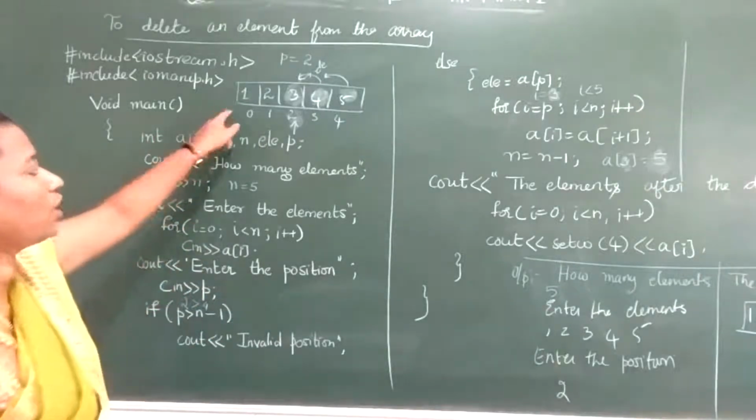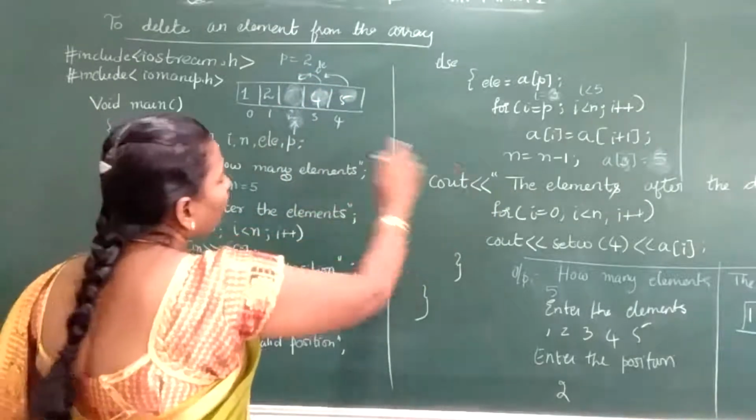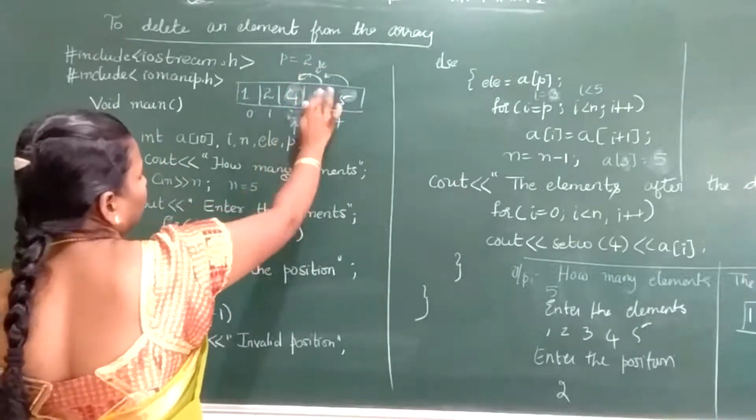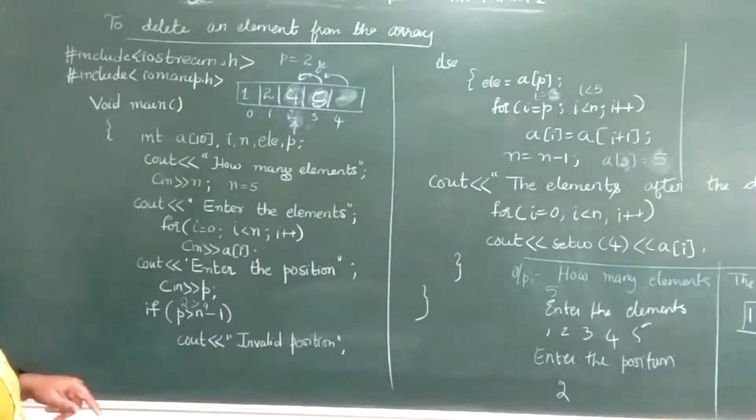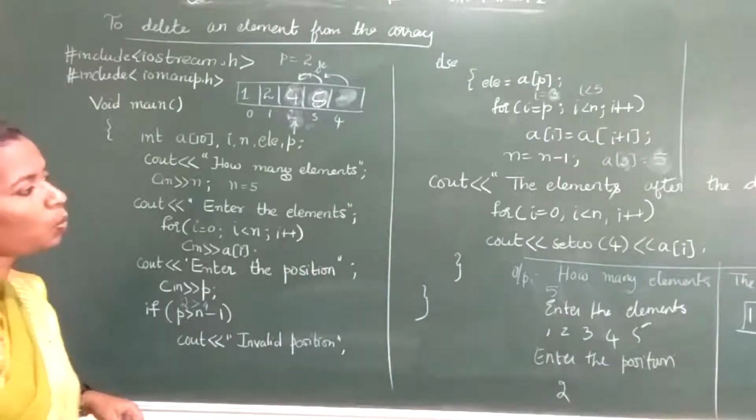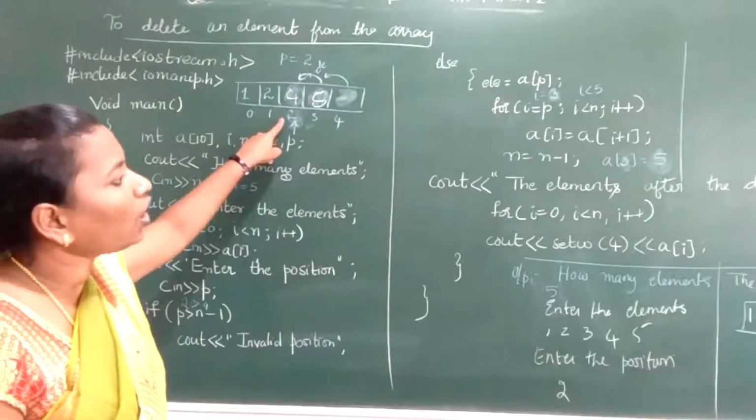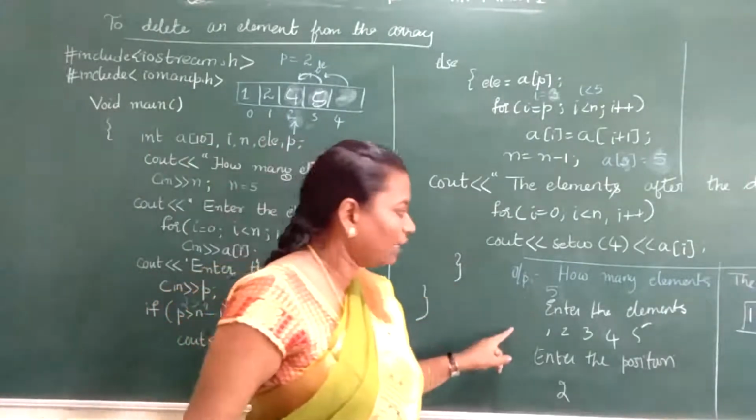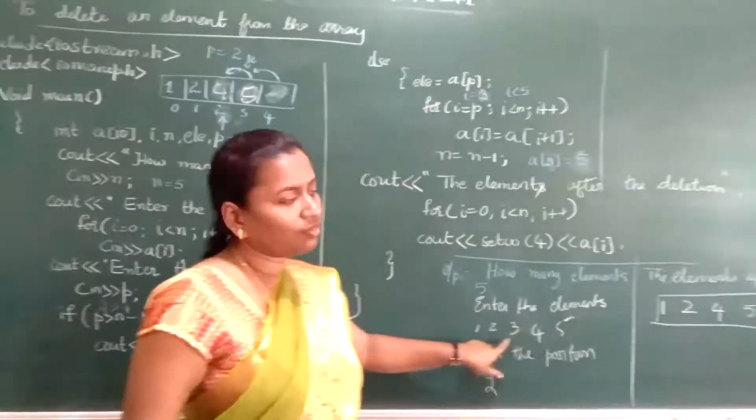So the 1 and 2 will be as they are. Here this element will be removed, and a of 3 I give to a of 2. So 4 is moved to this position. A of 4 I move so that 5 is moved to a of 3. Now the element got removed. So your array elements after deletion are 1, 2, 4, 5. Why? Because at position 2 I had the element 3, and 3 got deleted. Sample run: how many elements? 5. Enter the array elements 1, 2, 3, 4, 5. I have entered the position 2. So at position 2 we have 3.